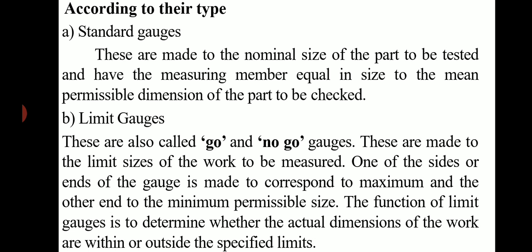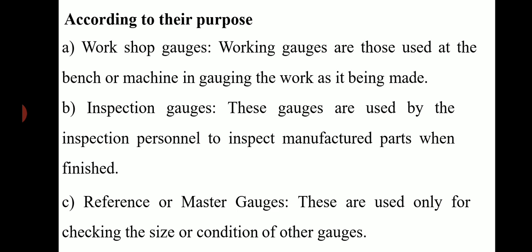According to the type, standard gauges. These are made of nominal size of the part to be tested and have the measuring member equal in size to the mean permissible dimension of the part to be checked. Limit gauges are also called go and no-go gauges. These are made to the limit sizes of the work to be measured. One of the sides or ends of the gauge is made to correspond to maximum and the other end to minimum permissible size. The function of limit gauges is to determine whether the actual dimensions of the work are within or outside the specified limits.